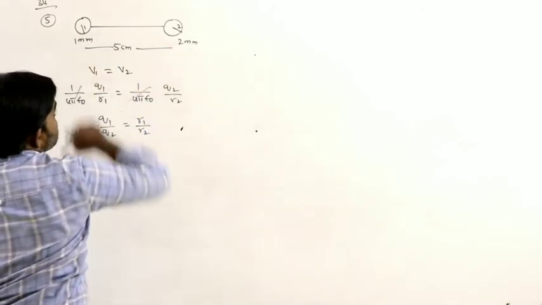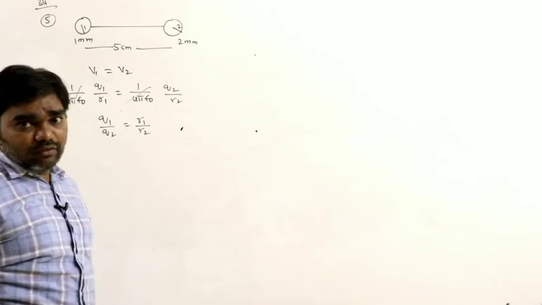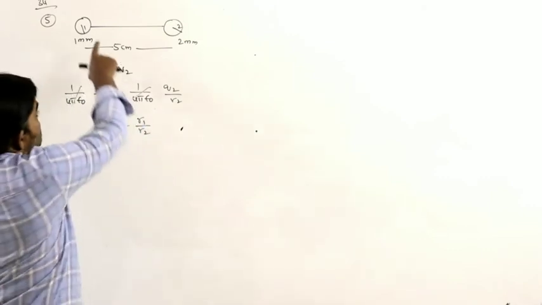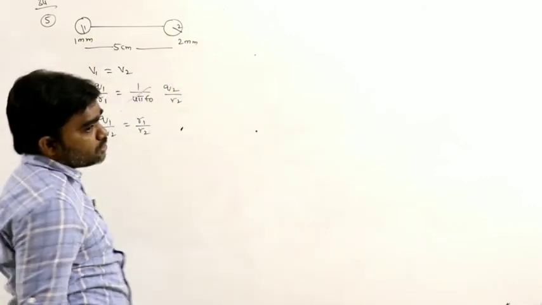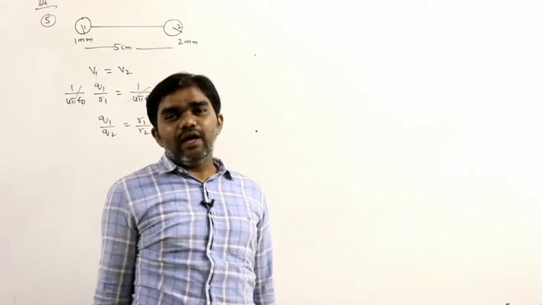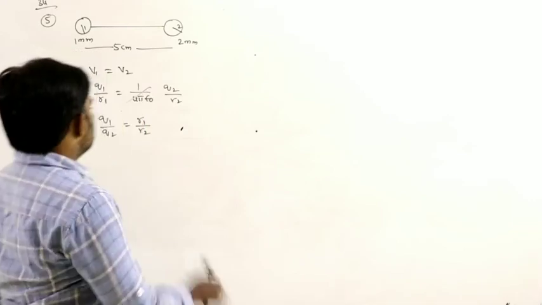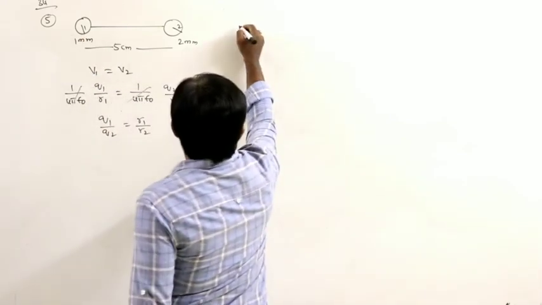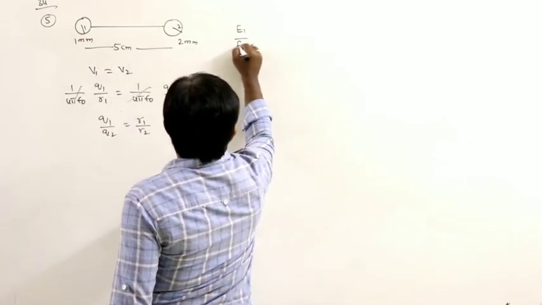If these two spheres are connected with the help of a conducting wire, what is the meaning of that? It means charge flows from high potential to low potential. Which one is having high potential? The one whose radius is less is definitely having high potential. Now we have to calculate the intensity of electric field, E1 by E2.